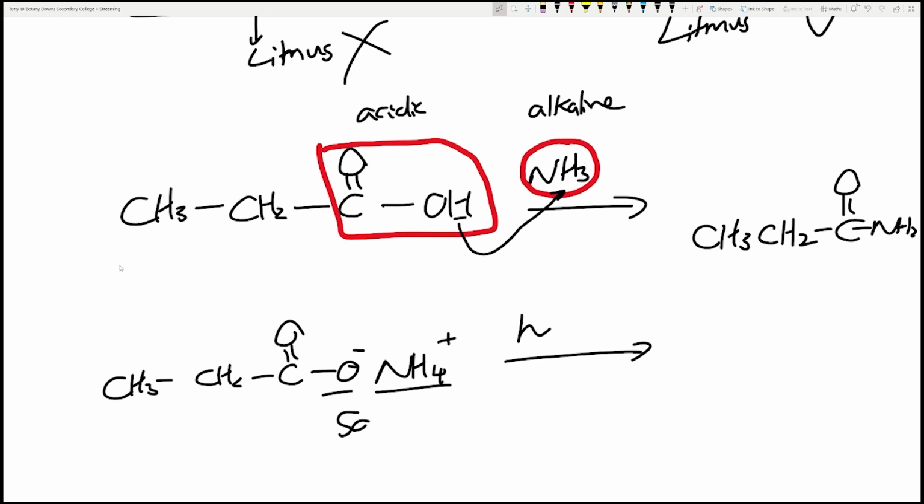So this is a salt, just like NaCl, this is NH4 plus CH3CH2CO minus. It's a salt. Okay, so what you can do is you can just heat this salt, causing it to dehydrate. You're removing water out of this. So if you think about that, we're removing water. I'm removing two H's and one of the oxygens to make water, and the remaining molecules will stay behind, and then they will become an amide.